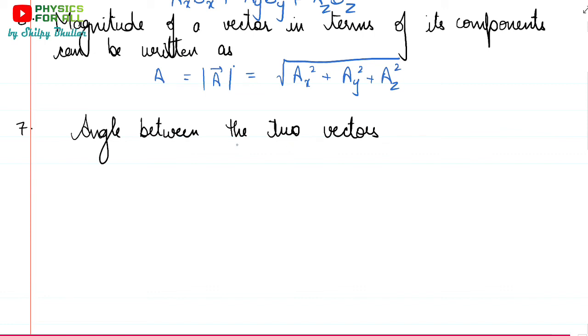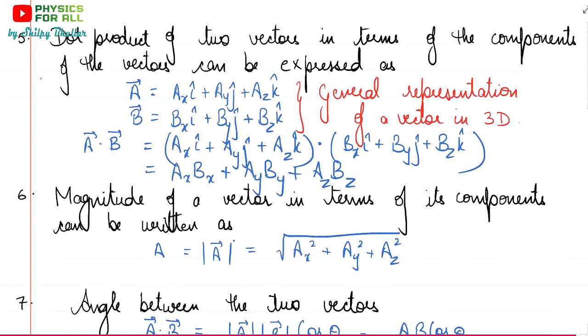The last one is the angle between two vectors. How to represent that? Now we know that if we have two vectors A and B, their dot product A dot B is equal to magnitude of A into magnitude of B into cos theta, where theta is the smaller angle between A and B. We can also write it as AB cos theta because A and B simply represent the magnitudes. Now what if we have to find cos theta? How to write A dot B? From point fifth, we know A dot B is AX BX plus AY BY plus AZ BZ.